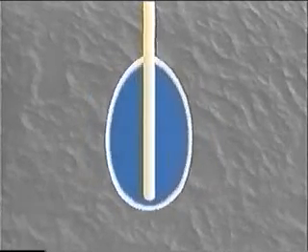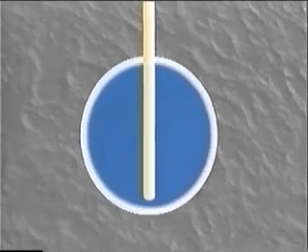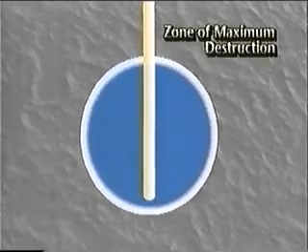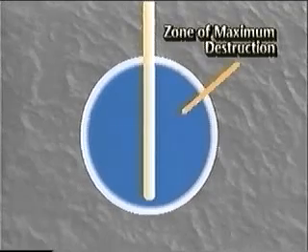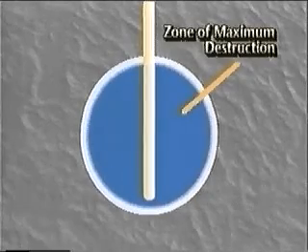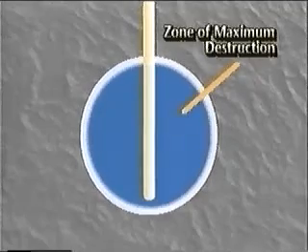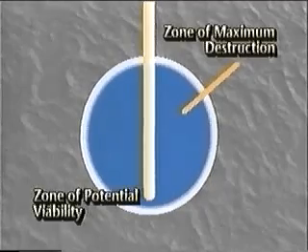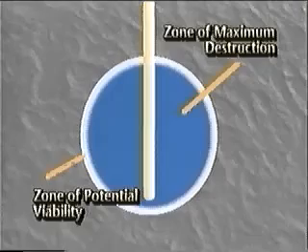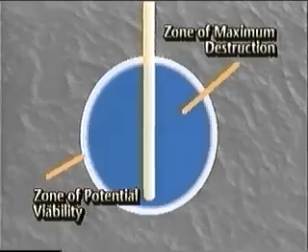Therefore, the ablative capacity of an ice ball is measured by its zone of maximum destruction, or that area of the ice ball where the temperature is approximately -50 degrees Celsius or colder. The area where the temperature gradient is -50 degrees Celsius or warmer is referred to as the zone of potential viability, or the area where intracellular ice may not form, thus potentially leaving behind viable cells.